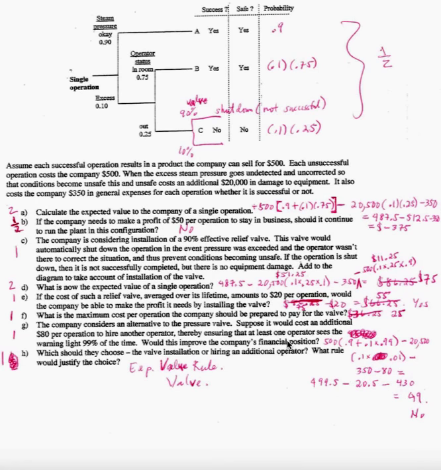So it sounds like a good idea, but when we do the overall calculation, $49, it's short of the 50 you need to stay in operation. So what you would choose if you have these 2 courses of action, either hire another operator or the valve, you choose the other one. Expected value rule is what gives you that.